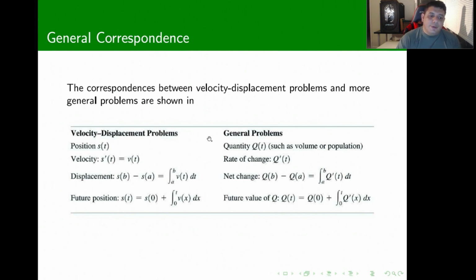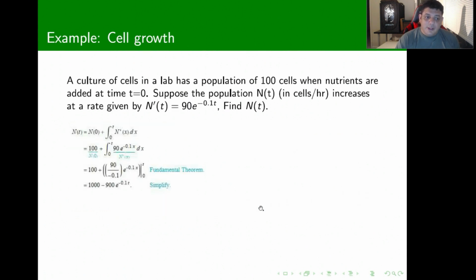So the most common application is velocity and displacement, where the position is s of t, the velocity is s prime, and of course the acceleration is s double prime. And then you can get the displacement and the future position of the function. In a more general way, you can do that with net change and the future value of Q. One example of this is as follows.